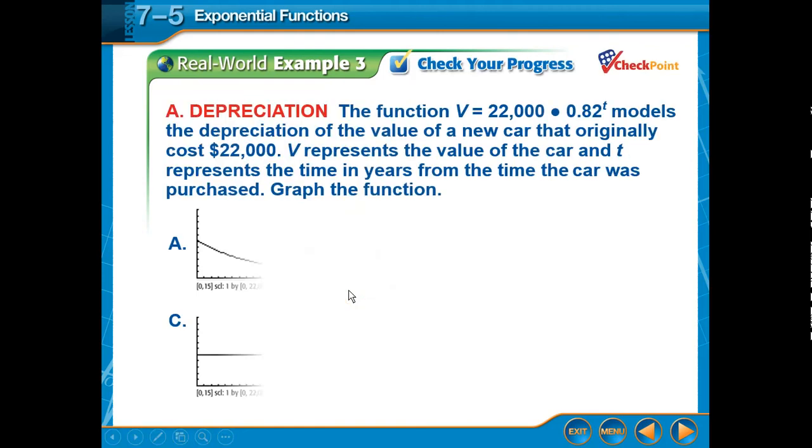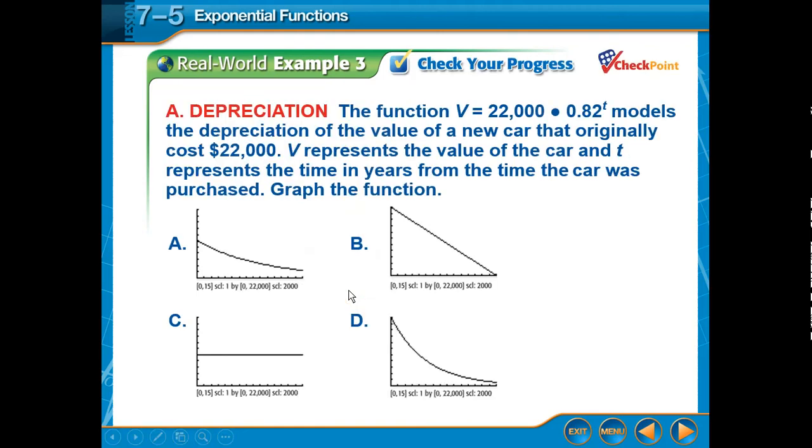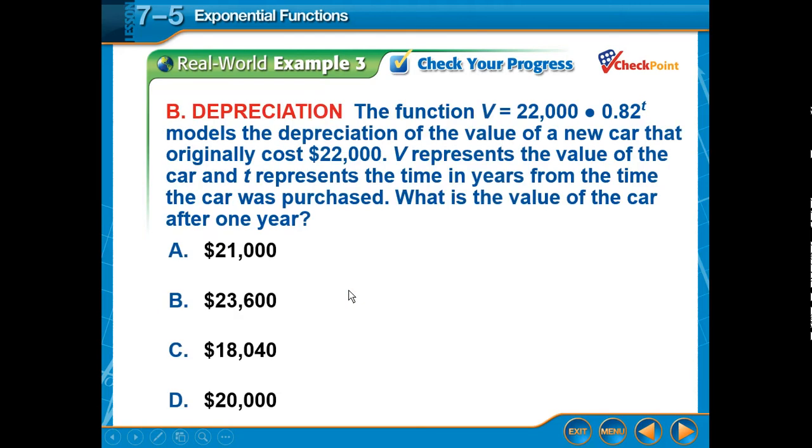Okay, you guys try this one. You may use a calculator. It should look like that. Okay, and try this.